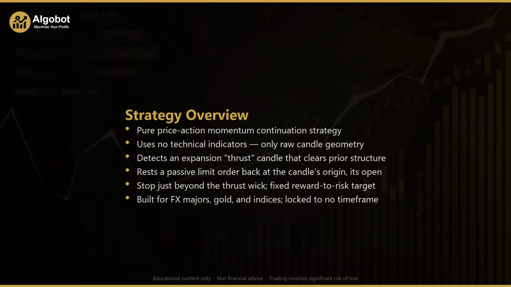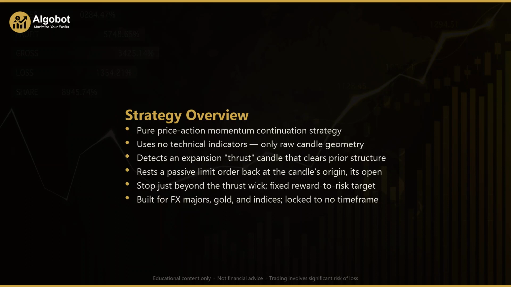At its heart, this is a momentum continuation strategy built entirely on price action. There are no moving averages, no oscillators, and no lagging indicators of any kind. Every decision it makes comes from reading the shape and size of recent candles directly on the chart. The core idea revolves around something the strategy calls a thrust candle. A thrust is a single, decisive candle that pushes strongly in one direction. It has a large body relative to its total range, very little opposing wick, and a range that clearly dwarfs the recent average. On top of that, its close must clear the prior swing structure, pushing above recent highs for a bullish thrust, or below recent lows for a bearish one.